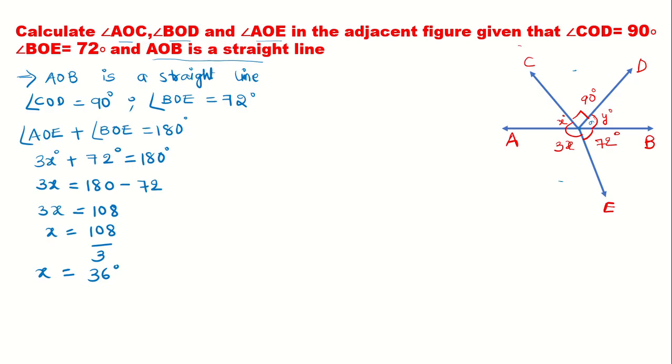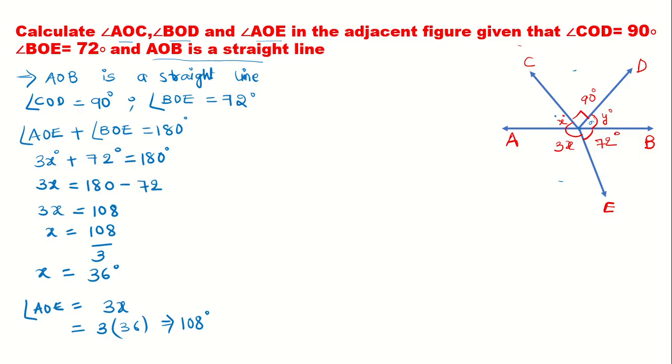Okay. So, angle AOE, it was given as 3x. Now, substitute the value we got, that is x equals to 36 in this. Now, 36 into 3 is how much? Angle 108 degrees. So, angle AOE is 108 degrees. Okay. So, we are done with this down part. Now, let's move to this up part.